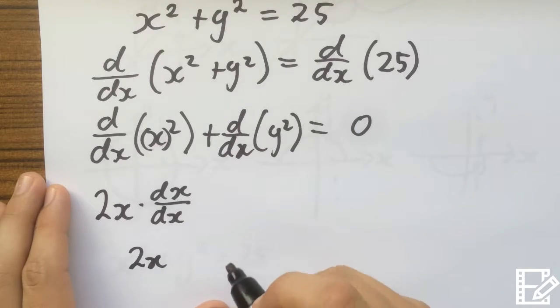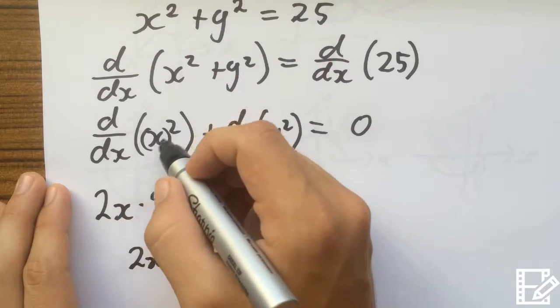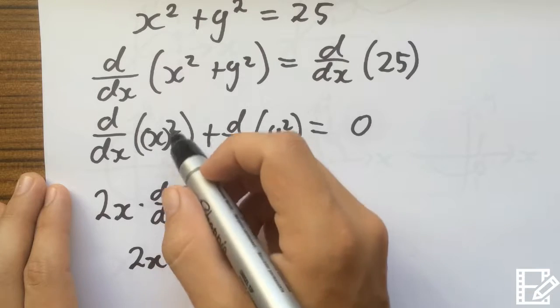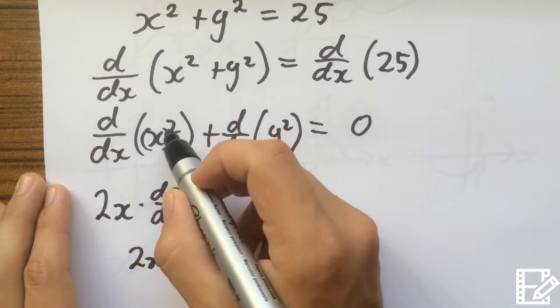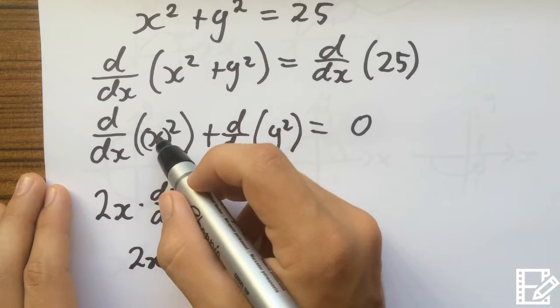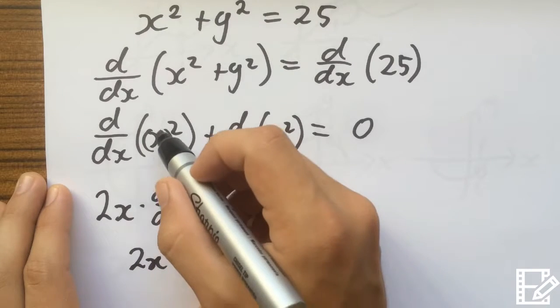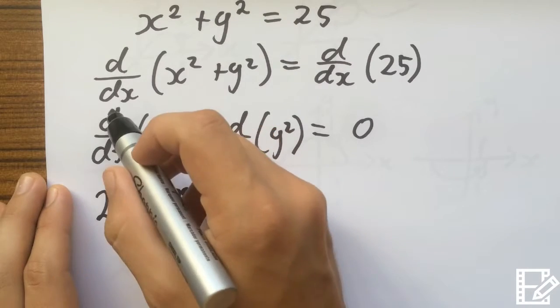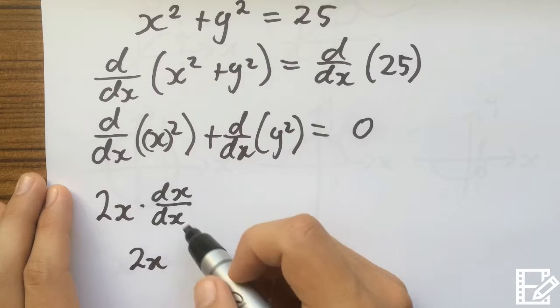Okay. So we have x squared, the derivative of x squared. You bring the 2 down, you take 1 off the power, you leave x, the inside, the same, but then you multiply it by the derivative of the inside. So the derivative of x with respect to x is 1.